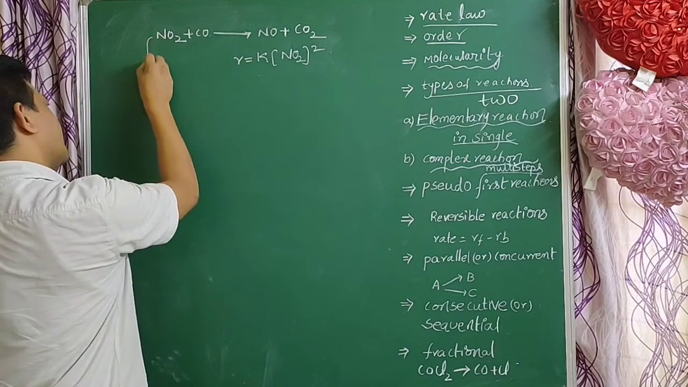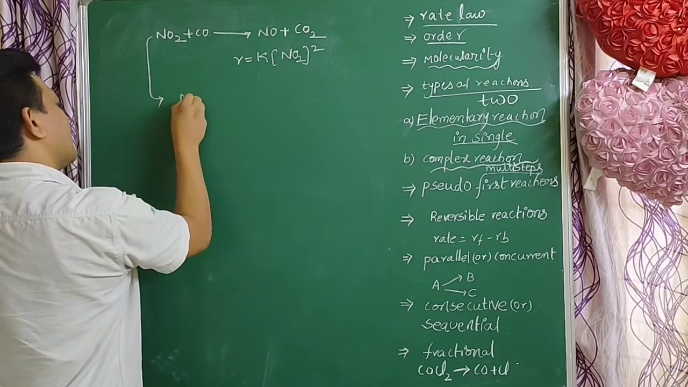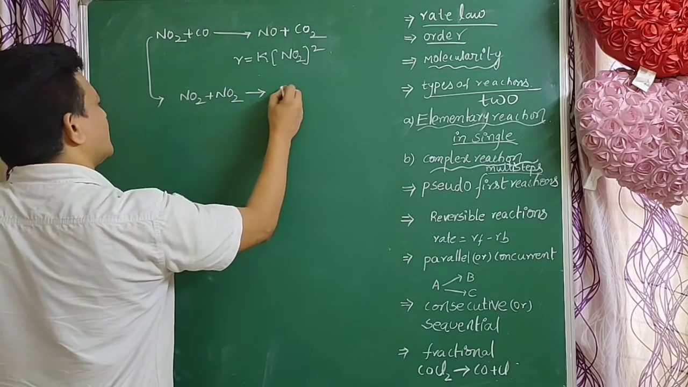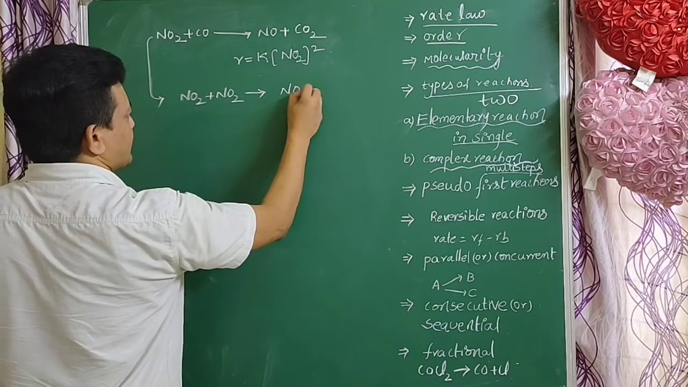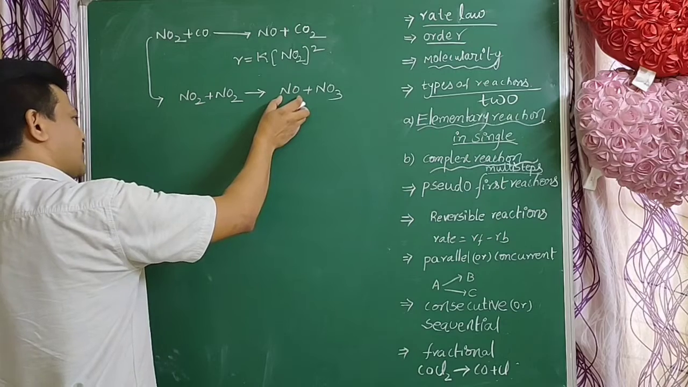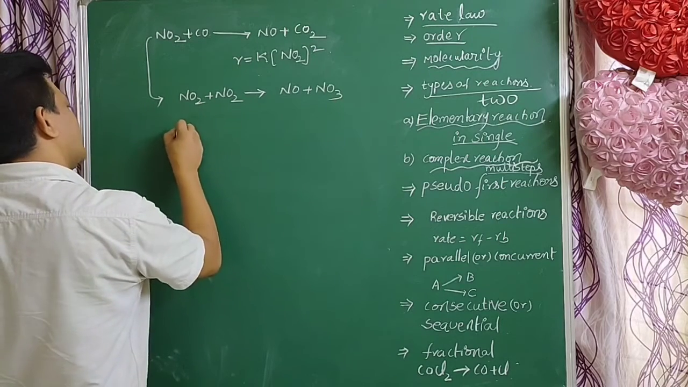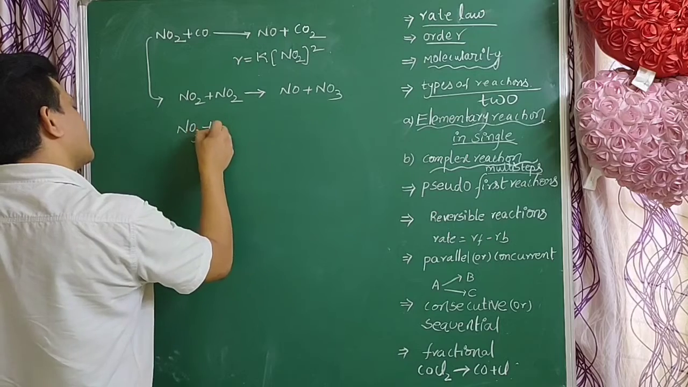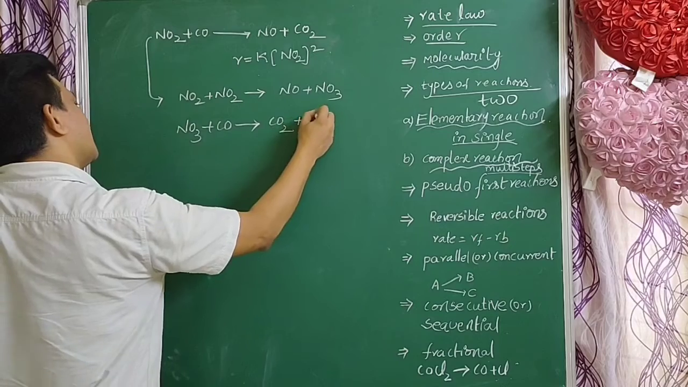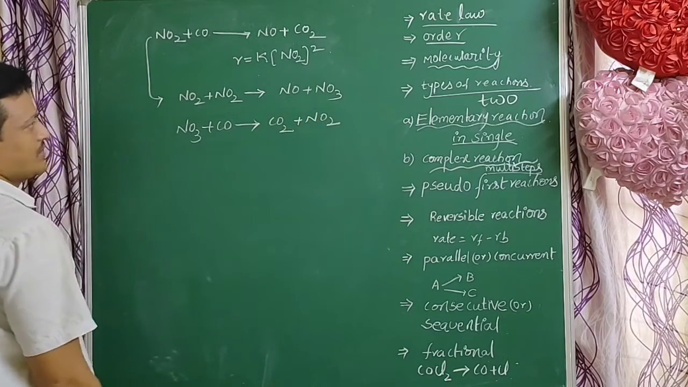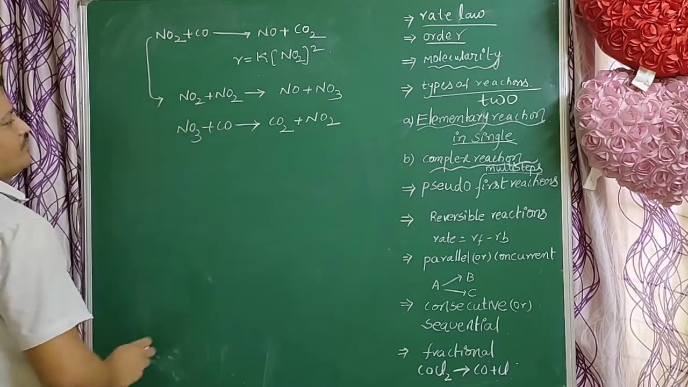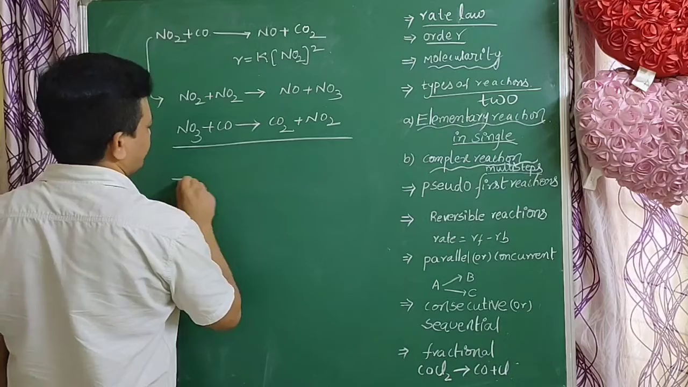So what is the mechanism involved in this reaction? NO2 plus NO2 gives rise to NO plus NO3. The two combine to form NO plus NO3. Then NO3 reacts with CO to form CO2 plus NO2. This is the mechanism of this reaction. So this reaction involves two steps for completion.